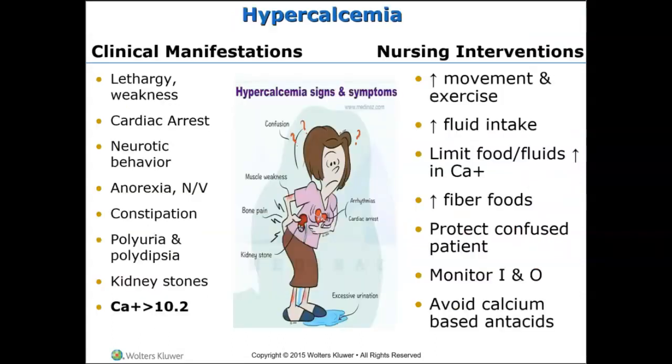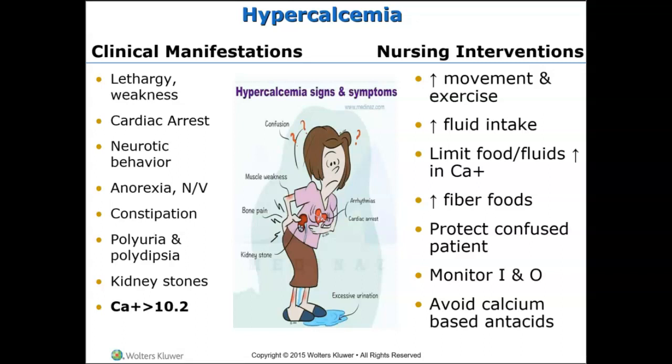Clinical manifestations in hypercalcemia patients are going to be lethargy, weakness, really neurotic behavior, could be nausea, vomiting, maybe constipation, polyuria, and even kidney stones, and if not reversed, eventually cardiac arrest, potentially death, okay? We're looking at calcium levels well over 10.2, and we need to make sure we get the patient up and moving, right? We need to get the patient up and moving because we don't need more bone loss and thus more calcium in our blood, right?